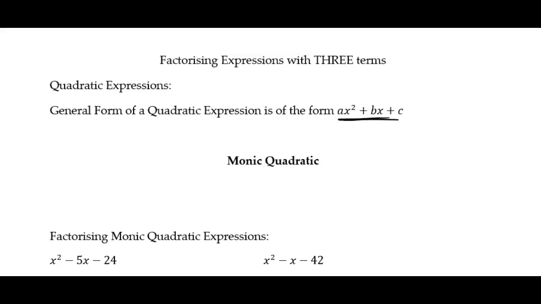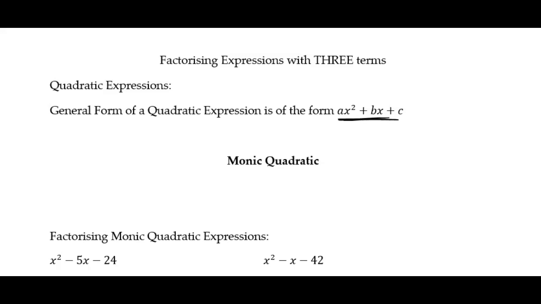That takes us to the general form of a quadratic expression. It's usually given by ax squared plus bx plus c, where x is the variable, a is the coefficient of the x squared term, b is the coefficient of the x term, and c is our constant.